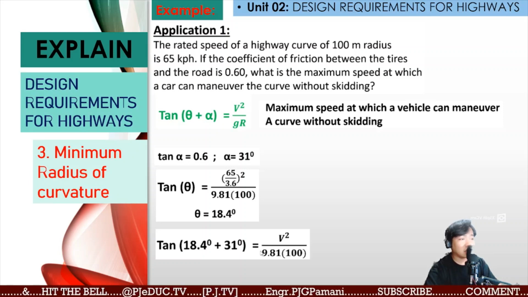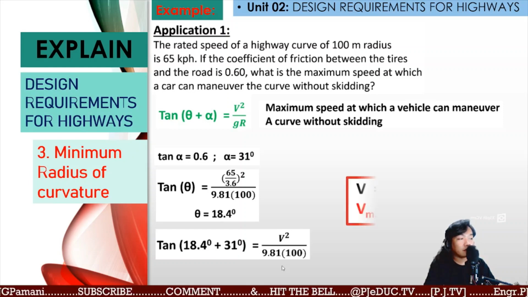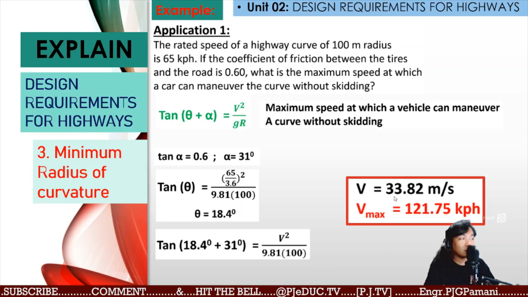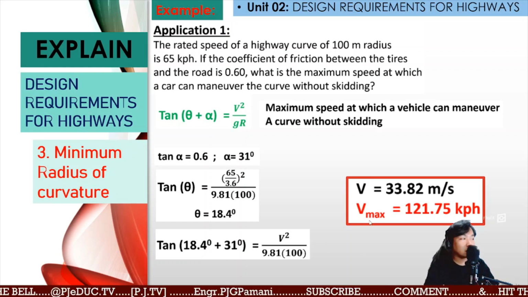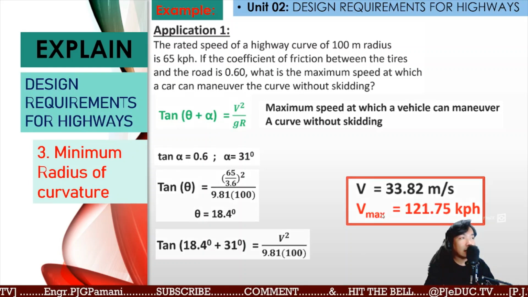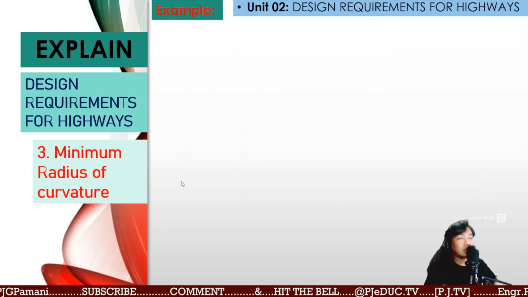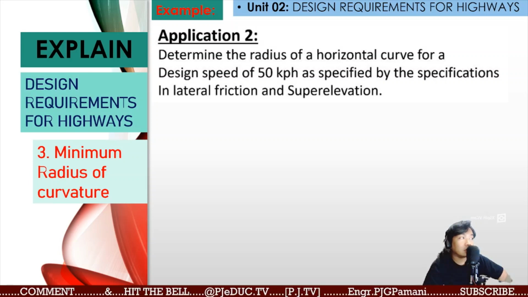That is now equal to friction. Remember, friction f equals tangent alpha, so tan of 18.4 plus 31 degrees gives us V squared over 9.81 times 100, which is basically 33.82 meters per second at a maximum. Let's convert that to 121.75 kilometers per hour.